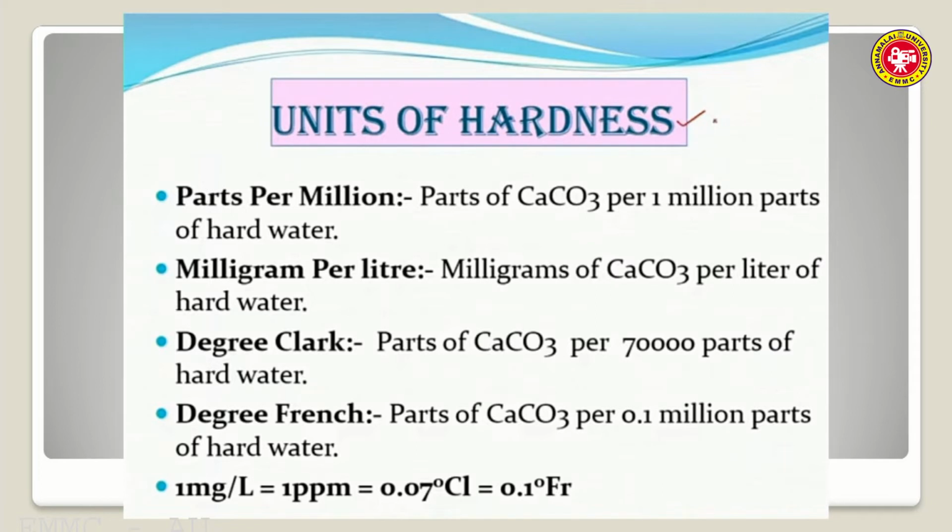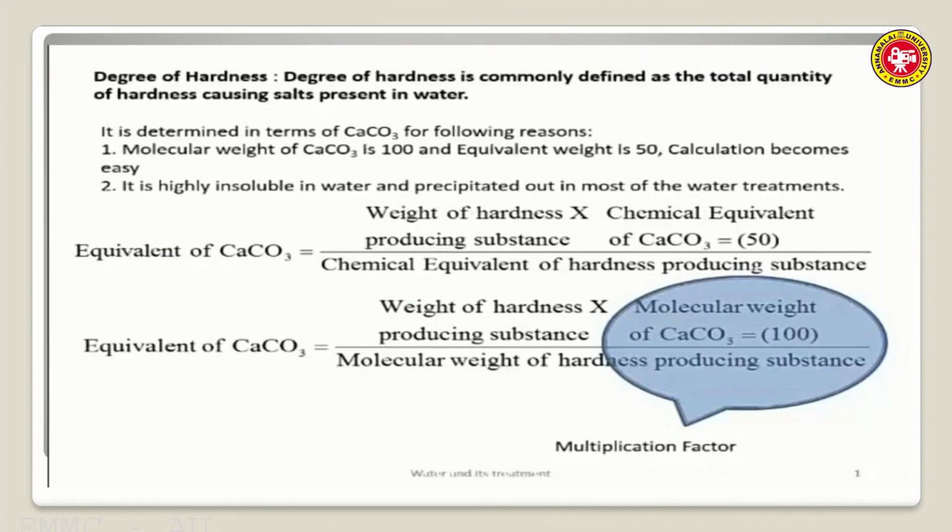You have noticed that it is parts of calcium carbonate. Why are we mentioning only calcium carbonate? There are salts like calcium sulfate, calcium chloride, magnesium sulfate, magnesium chloride, magnesium carbonate, calcium bicarbonate, everything. But of all of them, we select calcium carbonate in the unit of hardness. The reason we have to see now. First, degree of hardness is commonly defined as the total quantity of hardness causing salts present in water.